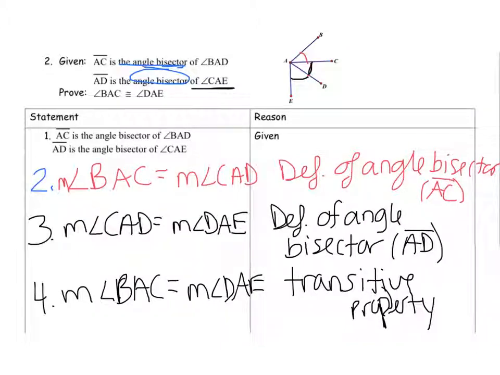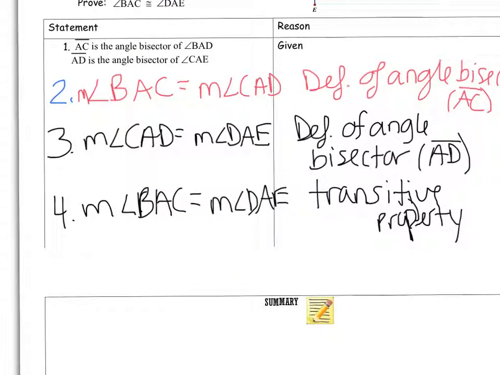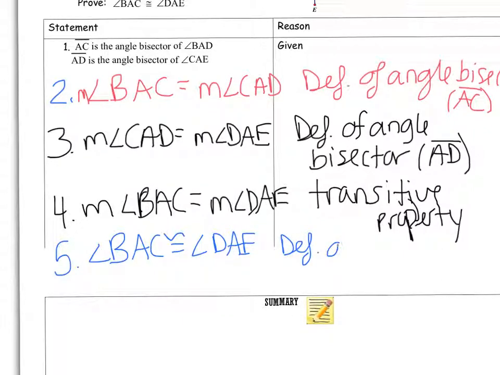And then the last thing, it really wanted us to say that they're congruent, and we know that equal means congruent. So I can go ahead and say that angle BAC is congruent to angle DAE by definition of congruent.